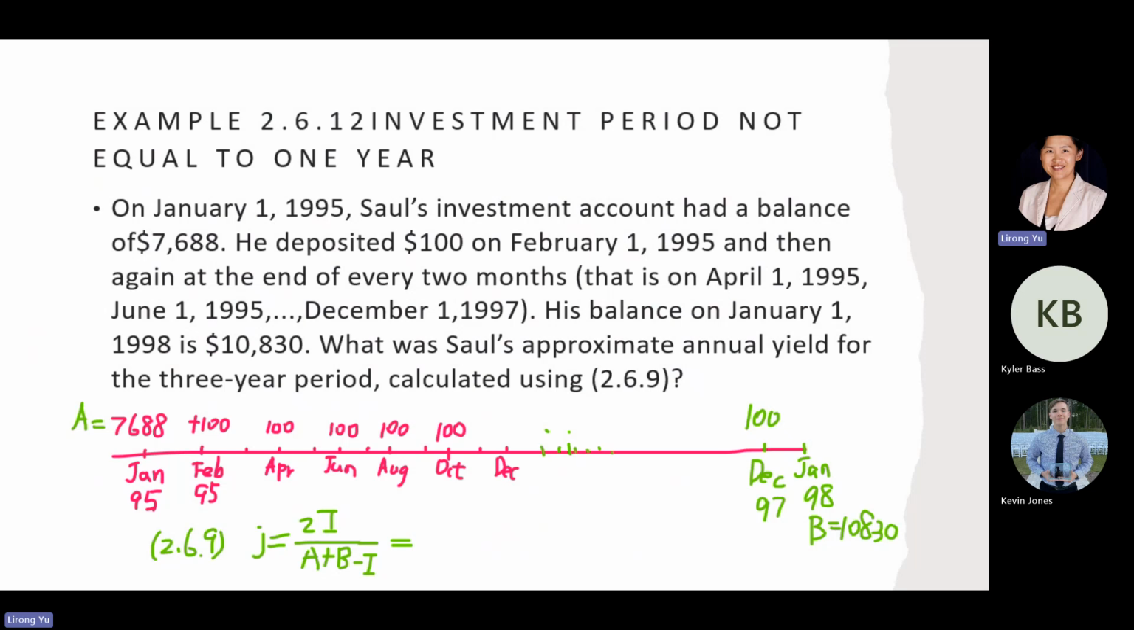Okay, so here we have another example. That's when we might have to apply the last formula for the J. You can see it has an easy formula, J equal to 2I over A plus B minus C.